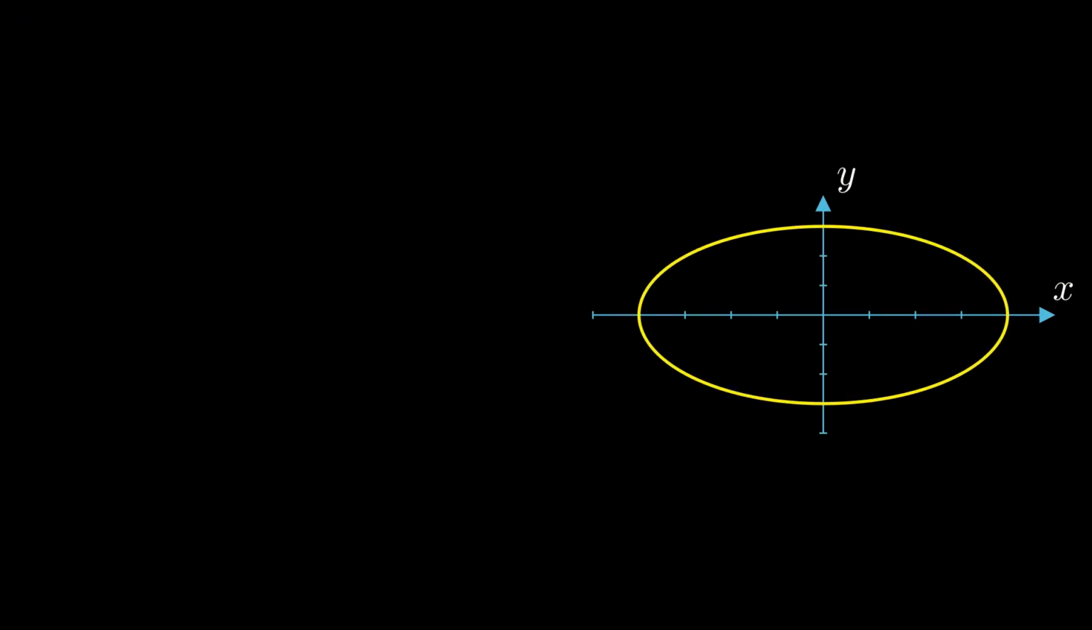We start by drawing the coordinate axes to set up our graph. The axes help us visualize the ellipse and its properties clearly.